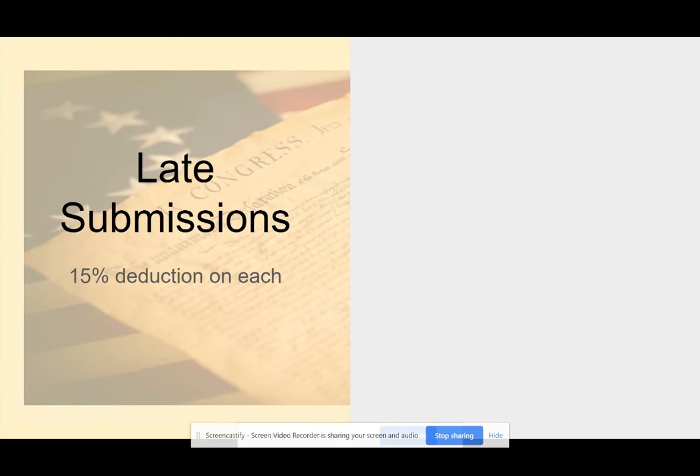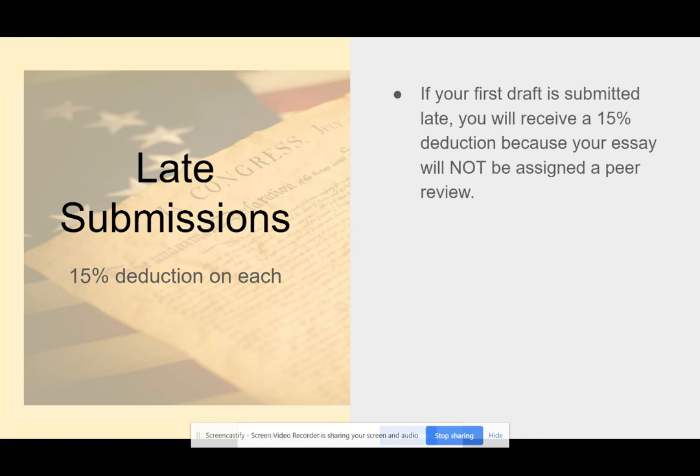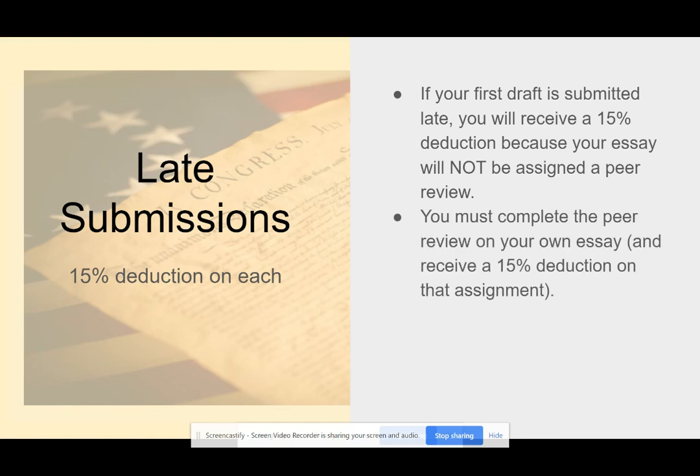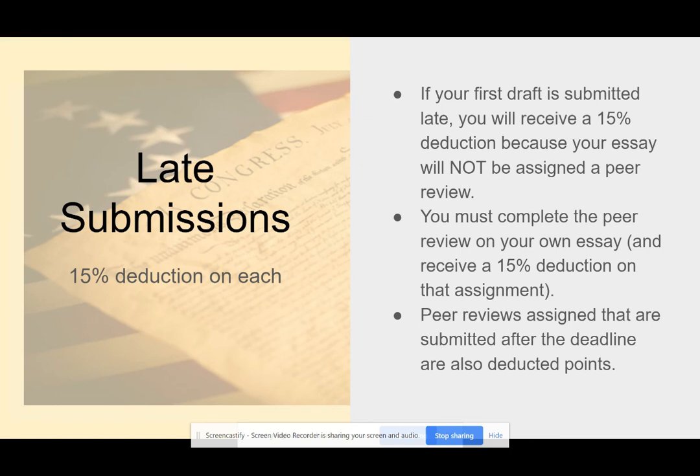Almost done. Okay. Late submissions. So if your first draft is submitted late, you will receive a 15% deduction because your essay will not be assigned a peer review. Then you have to complete the peer review on your own essay, and then that gets a 15% deduction. Now, if you're assigned a peer review, but you don't get it back to that person by the deadline, you will have points deducted there as well. Everybody needs to expect their peer review to come in before they're expected to sit and do the revision. So you want to make sure you have that for them.